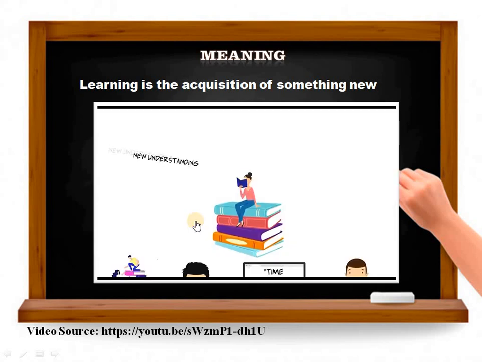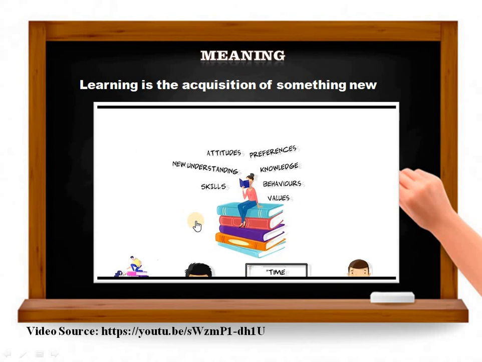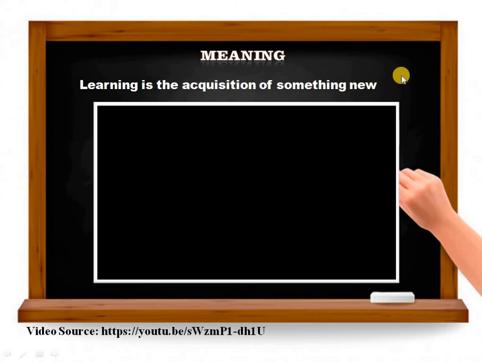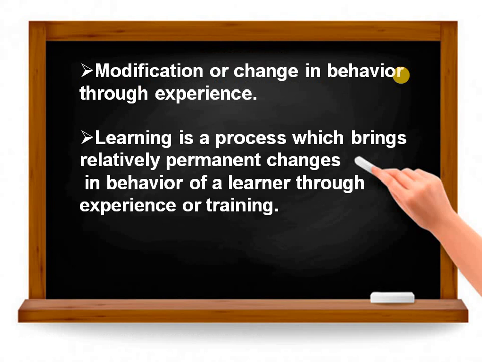Learning is the acquisition of new understanding, knowledge, behaviors, skills, values, attitudes, preferences. So now it becomes clear that learning is a process through which we can acquire something new. But in order to have a more clear understanding about the concept of learning, let's focus on these points. Learning is the modification or change in behavior through experience. That means when with the help of some kind of experience or some new knowledge, we have a change or modification in our behavior, that process can be termed as learning.